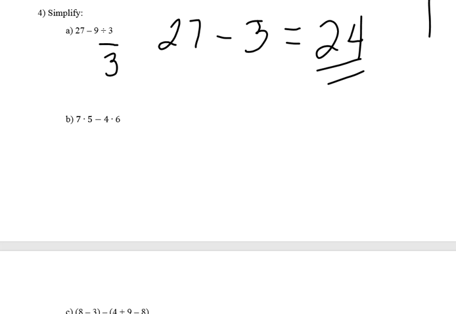So we're going to look for multiplication and division from left to right. I have a multiplication here at 7 times 5 and another one at 4 times 6. They're totally separate, so I can do them at the same time. 7 times 5 is 35. 4 times 6 is 24. Now as I look at this, the only thing left is to subtract. 35 minus 24 is 11, and that's my final answer.